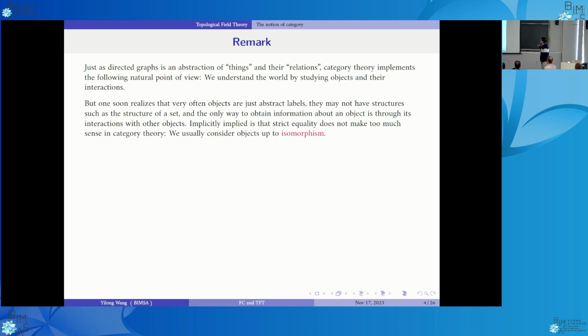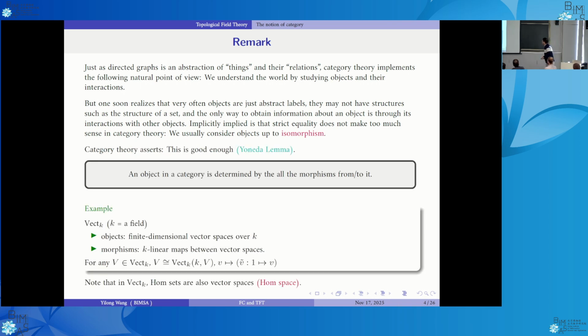So they may not have structures such as the structure of a set, and the only way to obtain information about them is through their interaction with other objects. Implicitly, this implies that strict equality doesn't make too much sense in category theory. We usually consider things up to isomorphism, invertible morphisms. Okay. And you may wonder whether studying objects by morphisms is good enough to get all the information we need. And category theory says it is good enough.